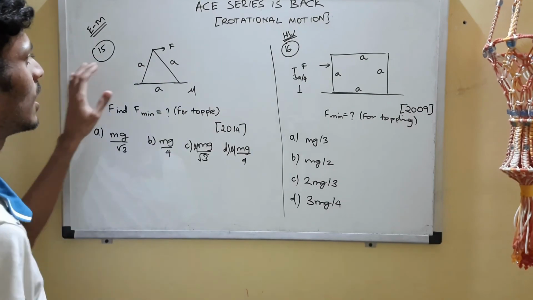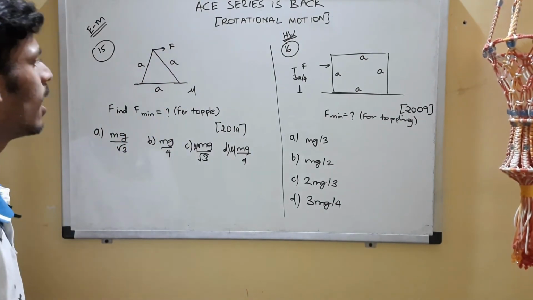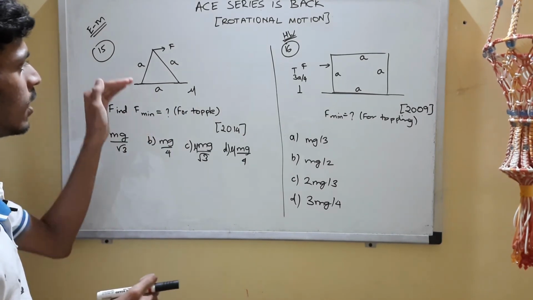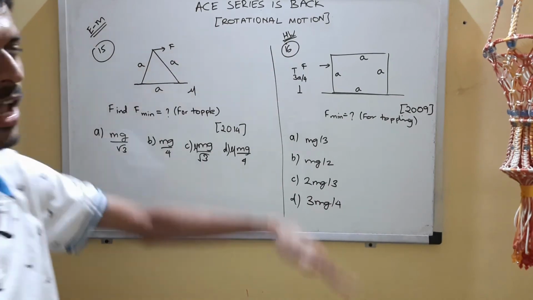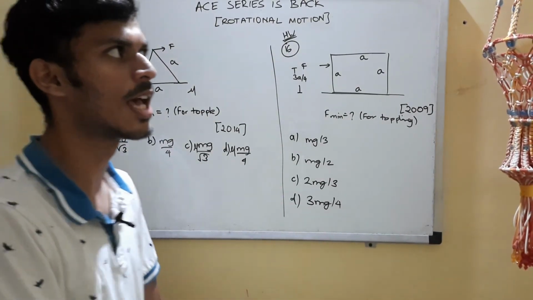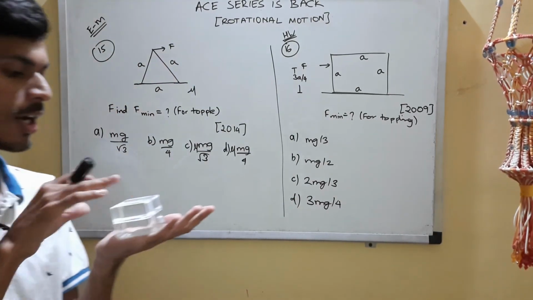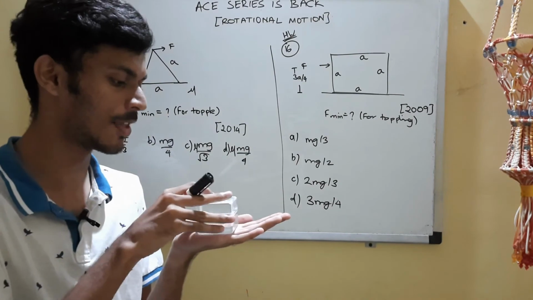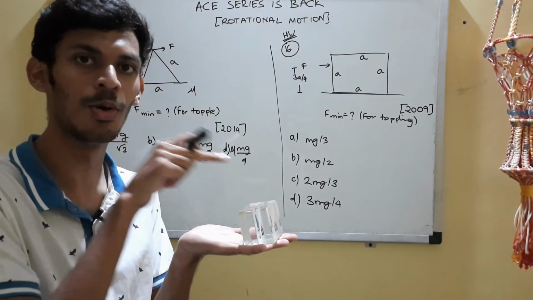So question 15, we have an equilateral triangle, maybe in the form of a prism. The coefficient of friction between this prism and ground is mu. Here you are going to apply a force F at this tip over here. You are supposed to tell what is the minimum force that should be applied in order for this object to topple. We want it to topple this way. We don't want it to slide. Since we apply force over here, it is going to topple.